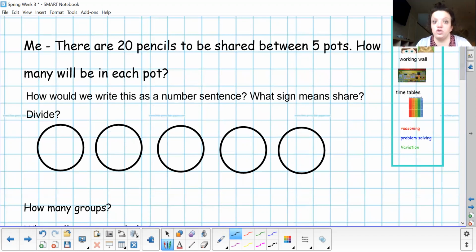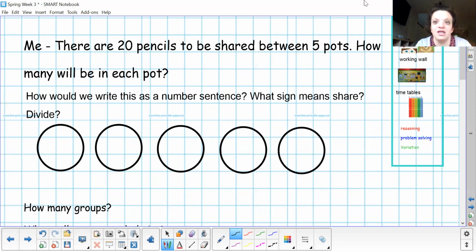So there are 20 pencils that need to be shared between 5 pots. How many will be in each pot? So in my classroom, 20 pencils, got to share them out between the 5 pots. How many will be in each pot? How could we write this as a number sentence? What sign means share? So write your number sentence first of all, then draw your number of groups, your number of pots, share out your pencils and tell me how many we will get each. Off you go, pause me now.